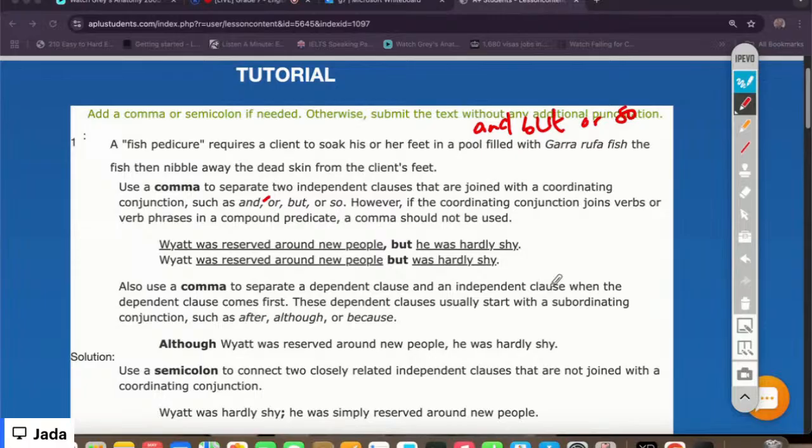You also use a comma to separate a dependent clause and an independent clause when the dependent clause comes first. So if you have a dependent clause coming first, you have to use a comma to separate them. Those dependent clauses usually start with a subordinating conjunction such as after, although, or because. So: Although Wyatt was reserved around new people, he was hardly shy. If you have a dependent clause starting with any of these, you put a comma in between them.